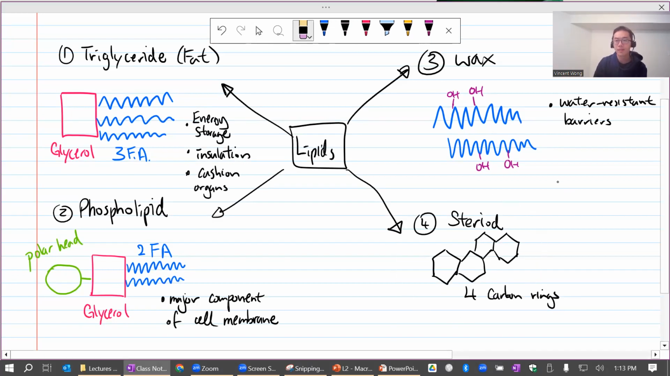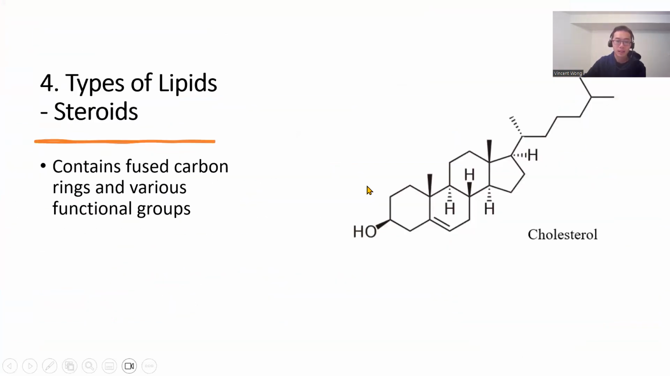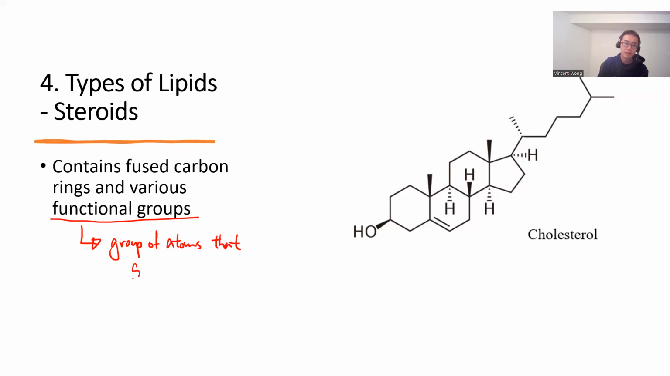Okay, steroid. Steroid has several functions. Okay, we'll come back to it. I want to show you the PowerPoint slides first. Okay, so there you have steroids, the 4 rings, 1, 2, 3, 4, and a bunch of random stuff attached to it. Never mind those things, okay? Those things are just called functional groups. Functional groups are just a group of atoms that gives certain properties.